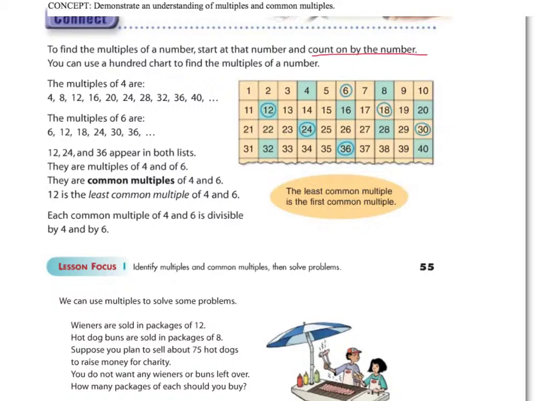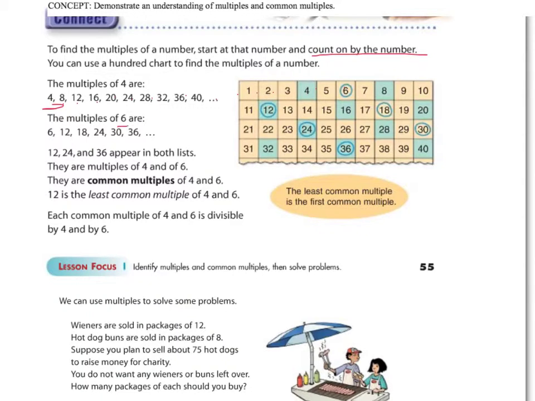So, multiples of 4, for example, we're going to count on by 4s. Well, 4 times 1 is 4, 4 times 2 is 8, 4 times 3 is 12, 4 times 4 is 16, 4 times 5 is 20, and so on. Multiples continue and continue and can go on and on and on.